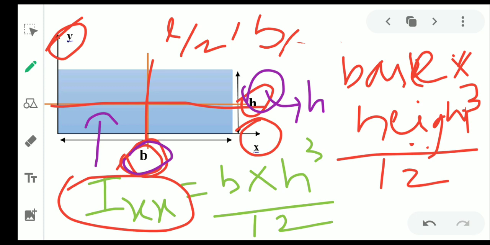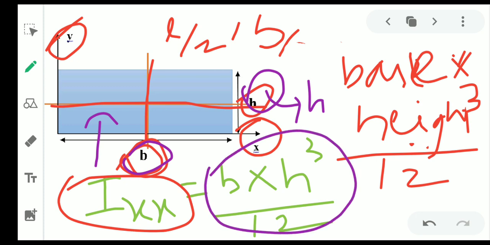It is not coming directly, it is calculated through integration. So here, for simplification, I am directly giving you the formula. Remember this formula. Don't mug it up, just remember this formula. What is the basic thing? Base into height cube by 12, that is B into H cube by 12 in the x direction.